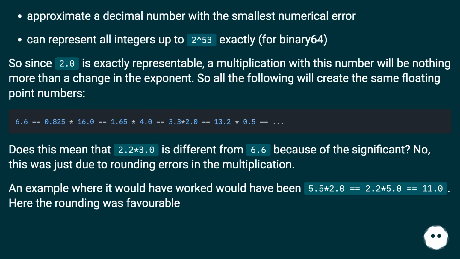Does this mean that 2.2*3.0 is different from 6.6 because of the significand? No, this was just due to rounding errors in the multiplication. An example where it would have worked would have been 5.5*2.0 equals 2.2*5.0 equals 11.0. Here the rounding was favorable.